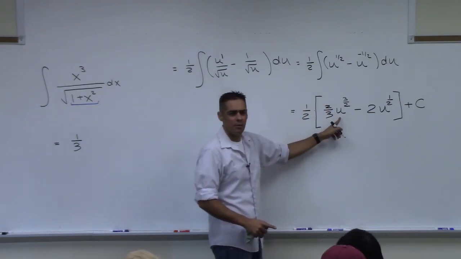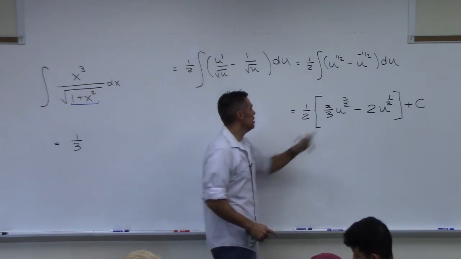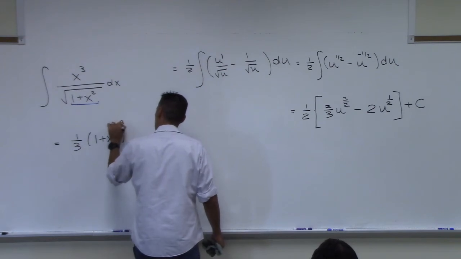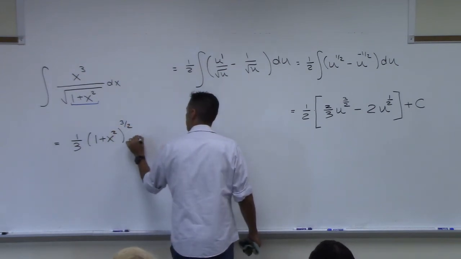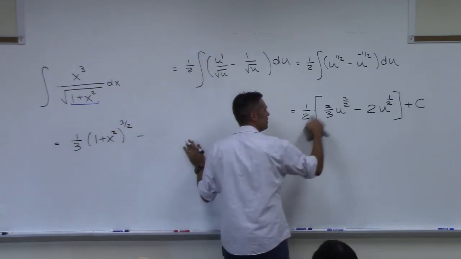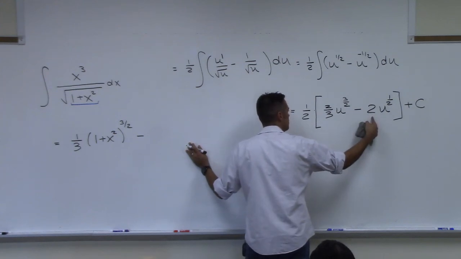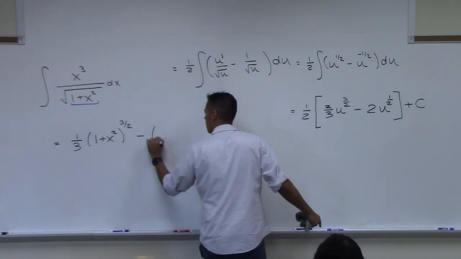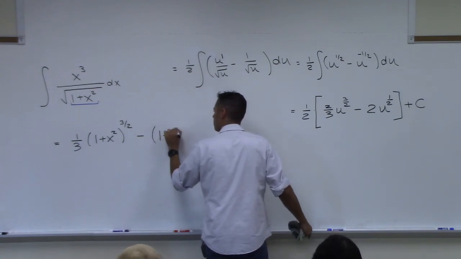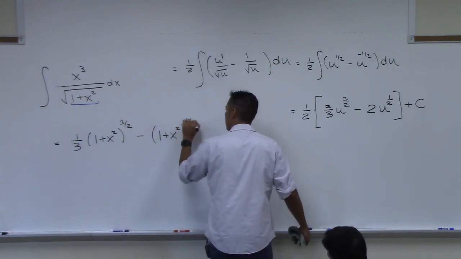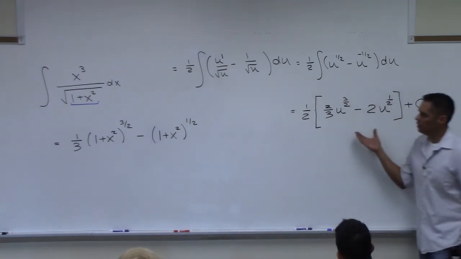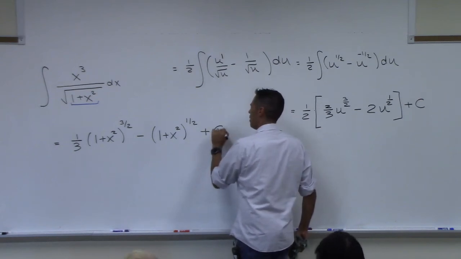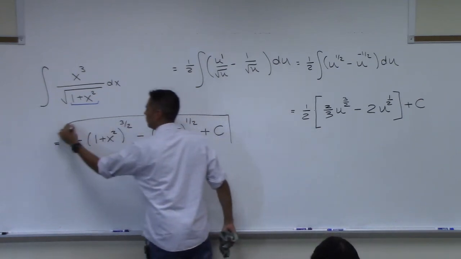What was u? 1 plus x to the 4th? Or 1 plus x squared. So it's 1 plus x squared to the 3/2. And then minus, let's see, 1/2 times negative 2 is going to go away. So this is going to be 1 plus x squared to the 1/2 power, right? With square root. Agree? Plus c. There it is. There's our antiderivative.